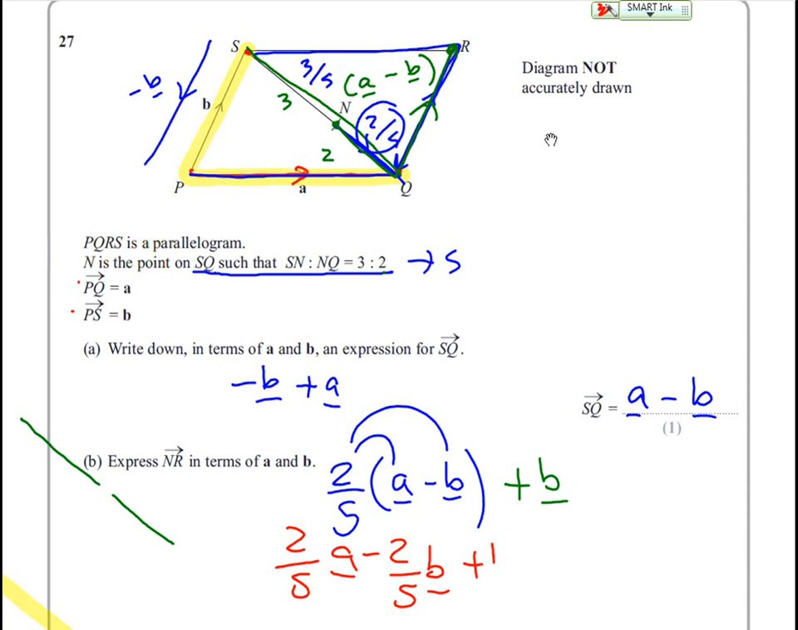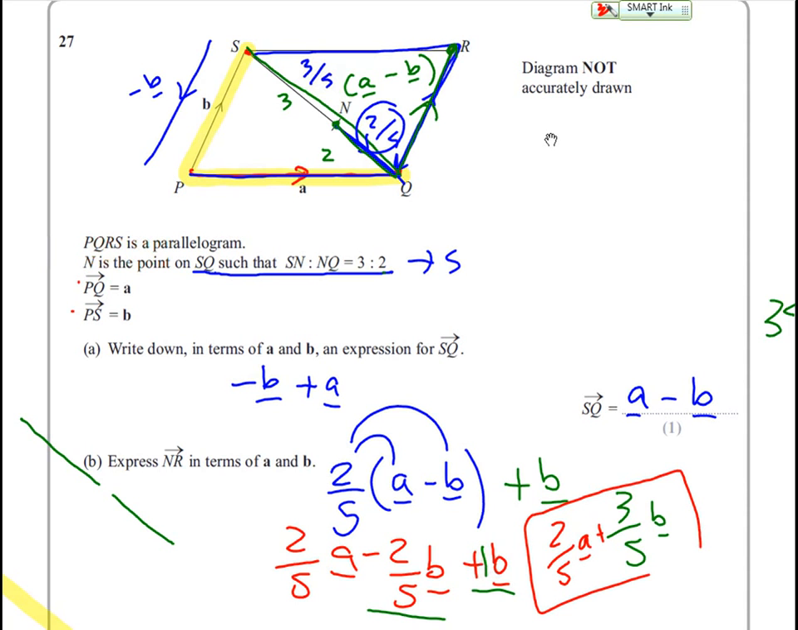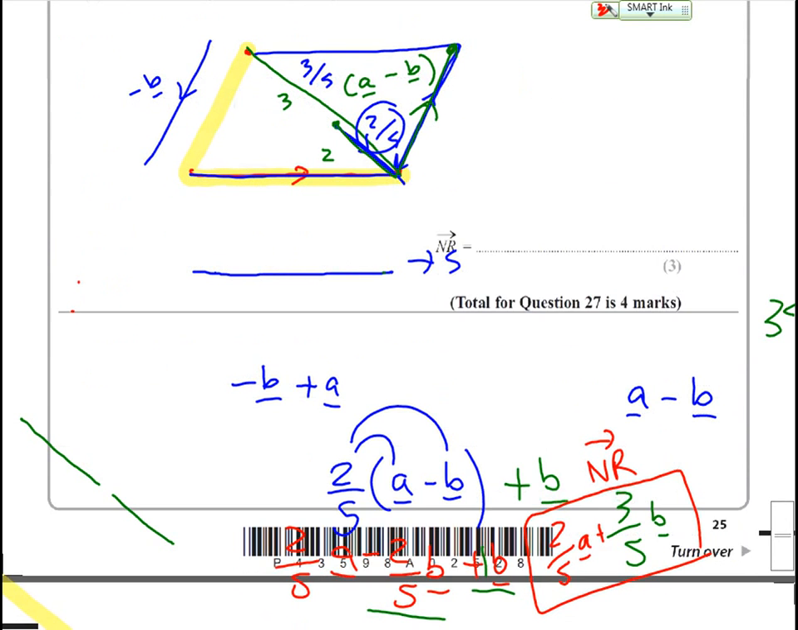plus B. Okay, you can think of this the other way around. B, 1B, take away 2/5, leaves you 3/5 B, and you've got 2/5 A. And you want to go along both paths, so you add them. Okay, that is a vector N to R. That's your answer. Okay, is there any part C?